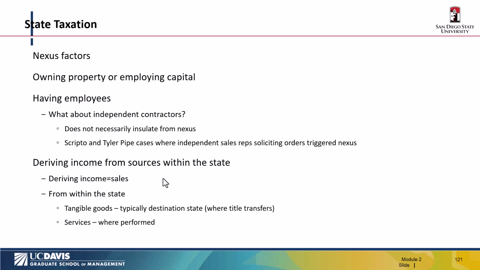Deriving income from sources within the state. So deriving income means sales, right? From within the state of tangible goods, well, that's typically the destination state. So where do you source income? Well, typically the destination state, because that's where title transfers, right? So I buy something, it goes on the truck, it comes off the truck at my warehouse. That's when the title transfers and I own it. For services, it's generally where those services are performed.